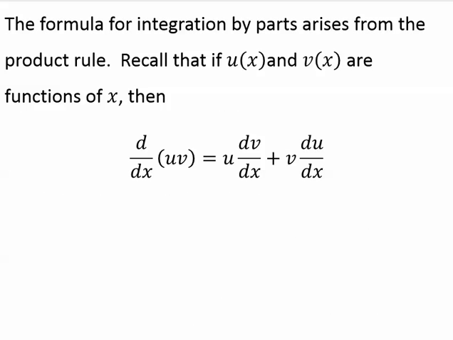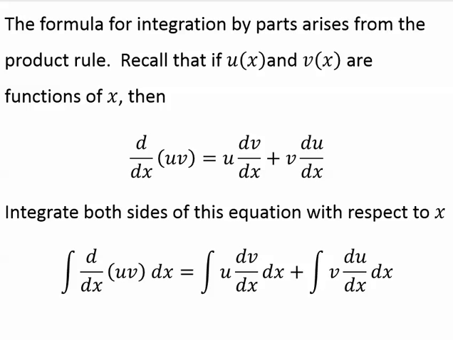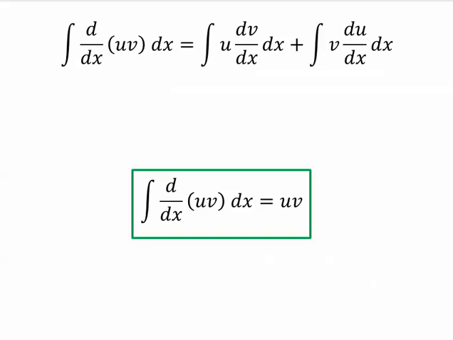The formula for integration by parts arises from the product rule. If I integrate both sides of the product rule and then start examining the parts, things become fairly interesting. Recall that if I take the derivative of something and then integrate, I get back that something plus a constant. Now here I'm going to ignore the constant. So the left-hand side can be written merely as uv.